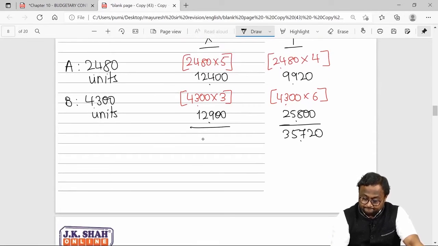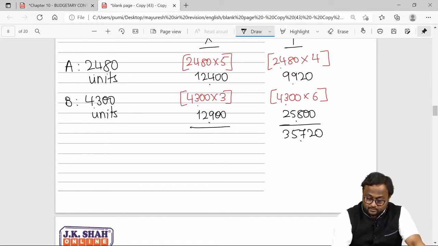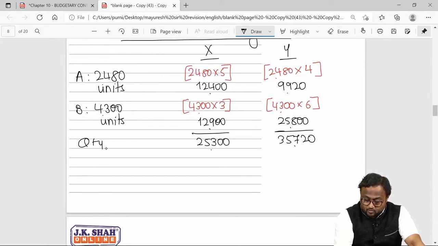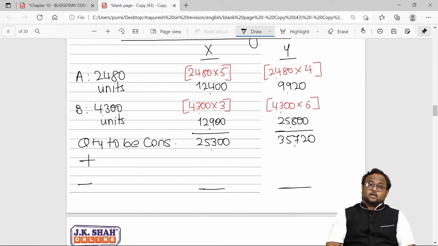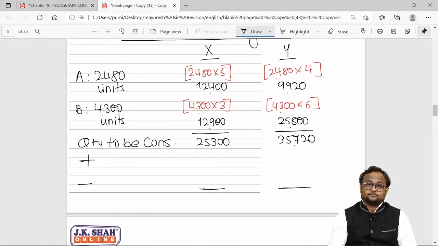$35,720 and 12,400 plus 12,900, 25,300. This is my quantity to be consumed. Plus closing less opening will give me quantity to be purchased, multiplied by purchase price will give me the purchase cost.